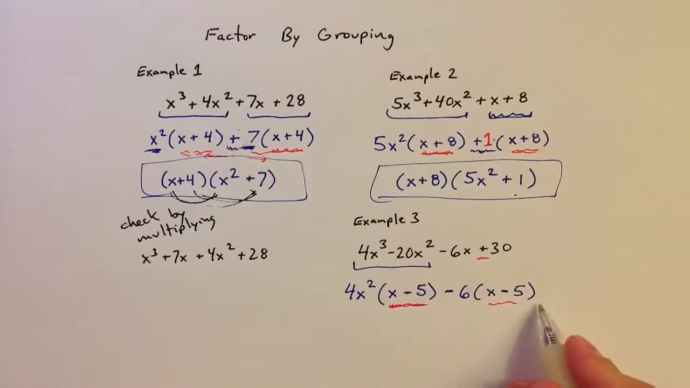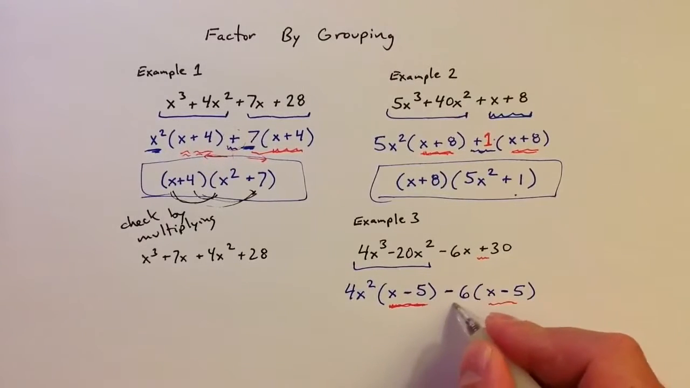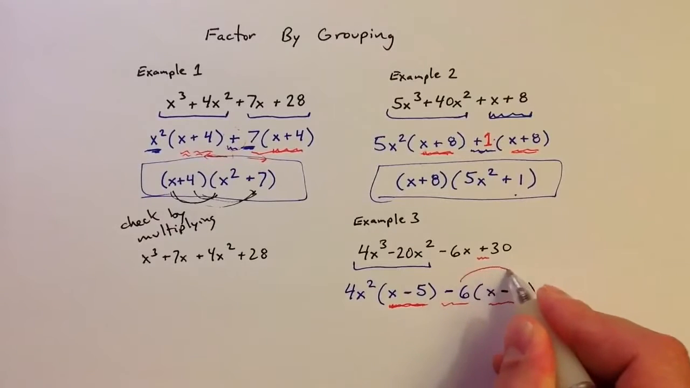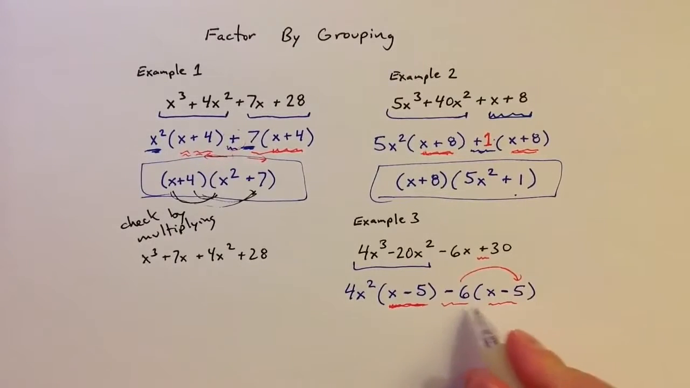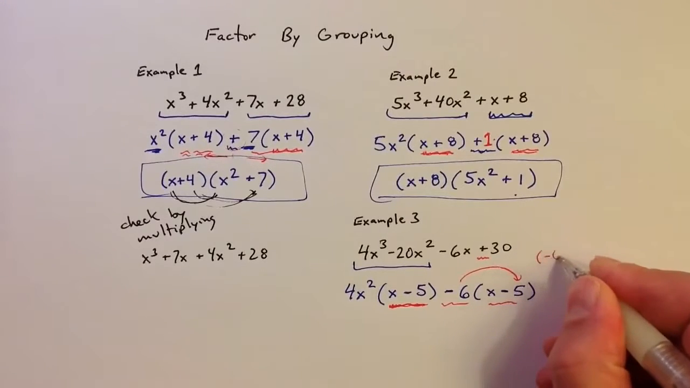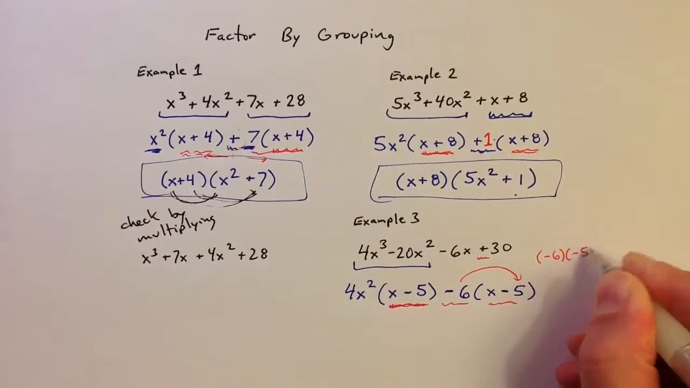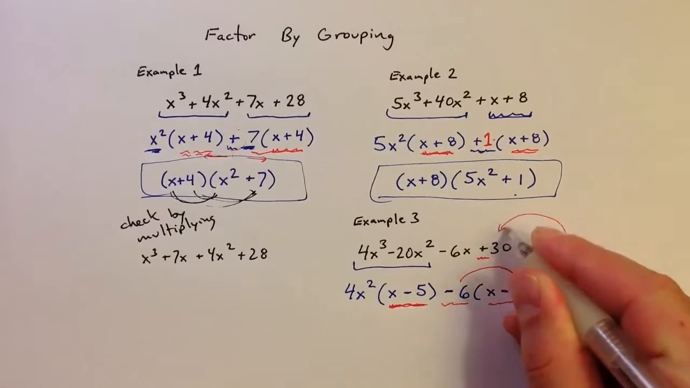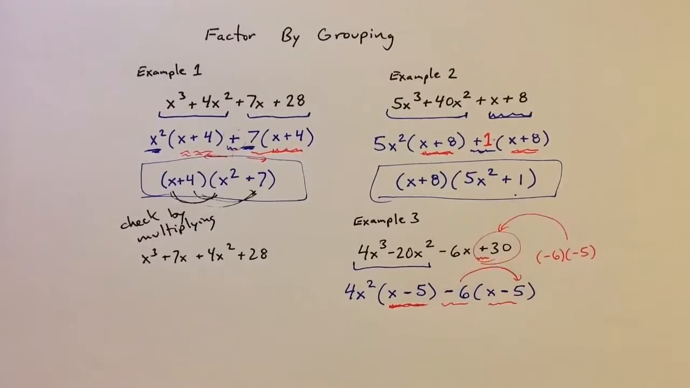but what happens when I add the parentheses? This means negative 6 times negative 5. Negative 6 times x and negative 6 times negative 5. And multiplying those negatives is going to give me exactly the positive 30 that we started with. So essentially what we're doing is we're factoring a negative 6 from both of those terms.